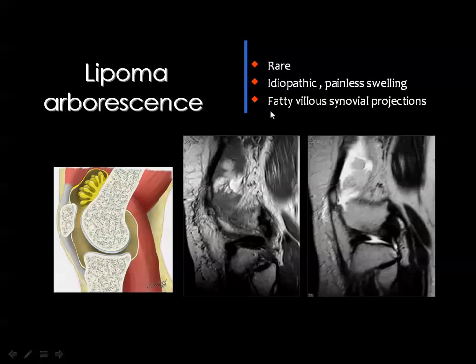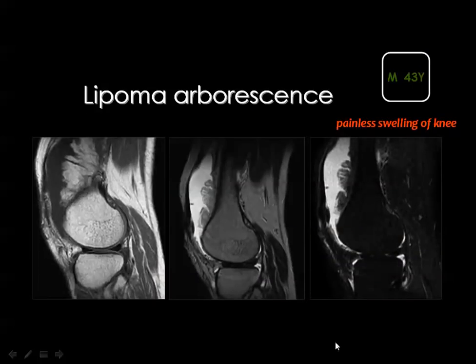This is a fatty villous synovial projection. This is an example, and you see the projections of this fat containing lesion within the anterior compartment of the knee in the T1 weighted image and in the T2 weighted image. In both bulk sequences, the lesion will be similar to the subcutaneous fat. This is a classic case of lipoma arborescens.